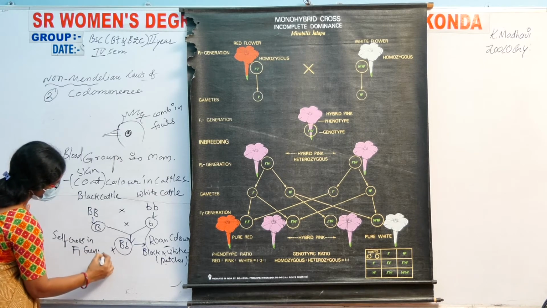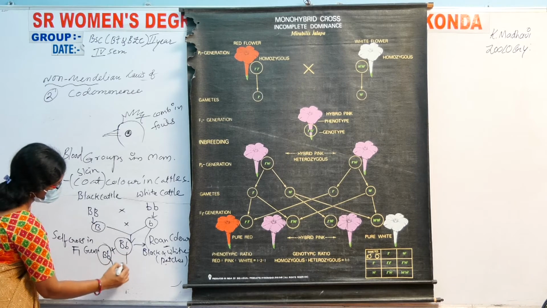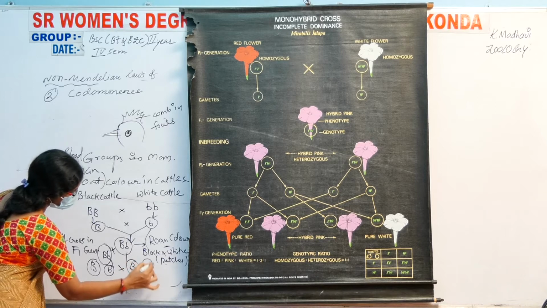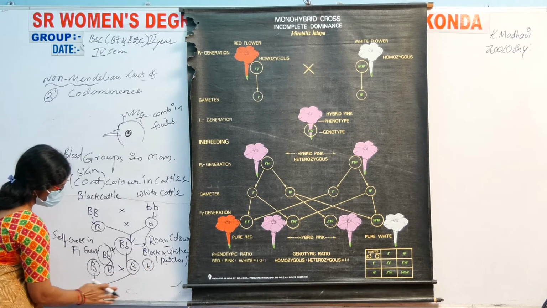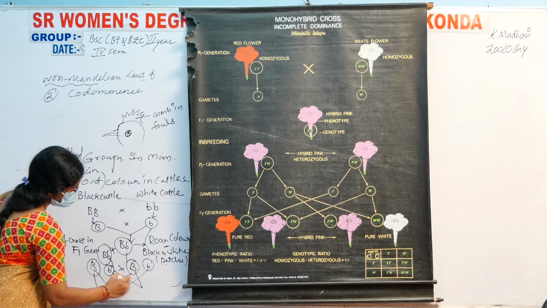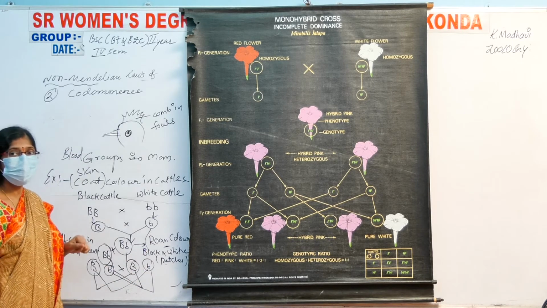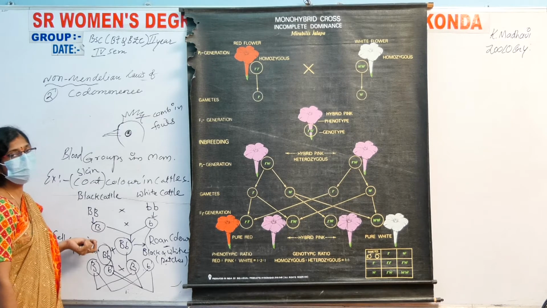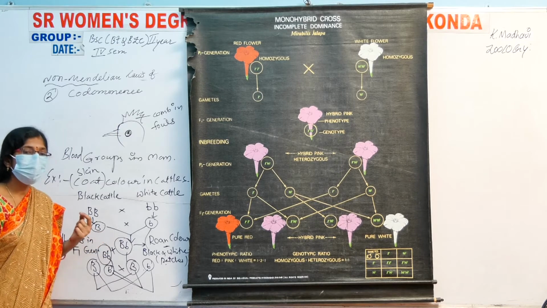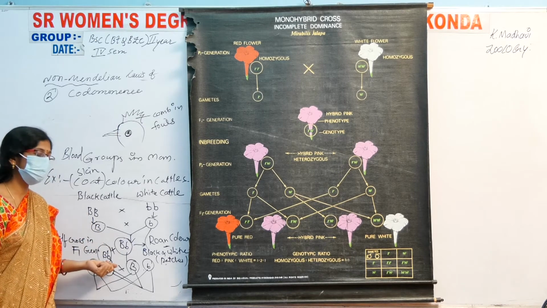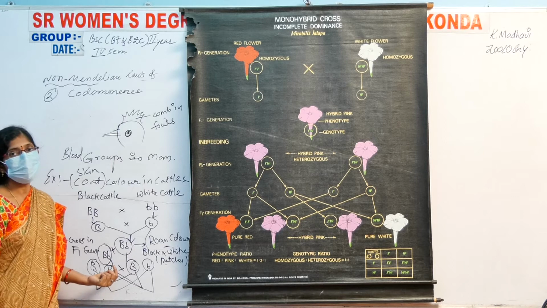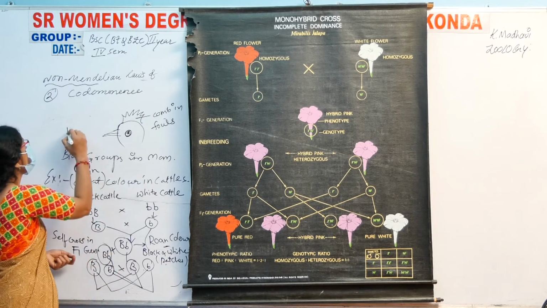F1 generation, that is, they are producing their gametes B, B, B, B. Capital B, capital B, capital B, small b, capital B, and here small b, small b. The same ratio here also in complete and codominant. Here codominance means the pure black one and the pure white homozygous condition, and here also we see the hybrid condition of the two animals.